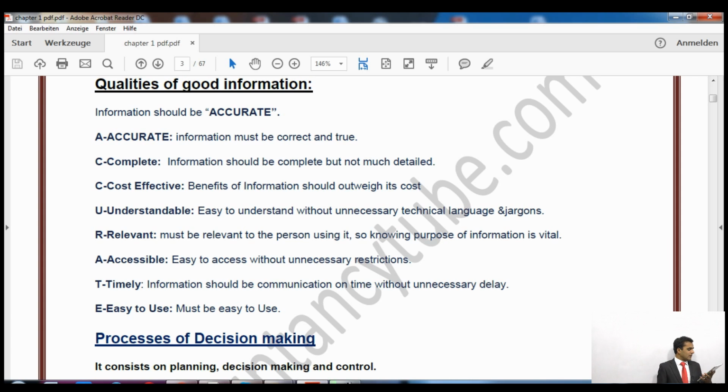The second one is complete. Information must be complete. Obviously, if it is incomplete and the manager is calling you again to ask for some more information, then it is not useful.